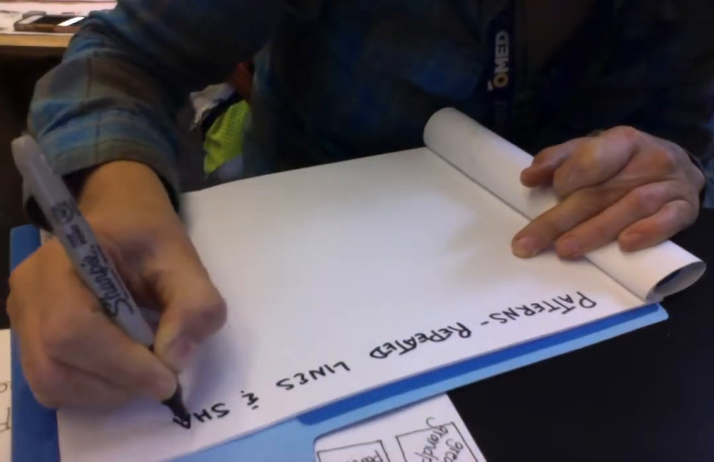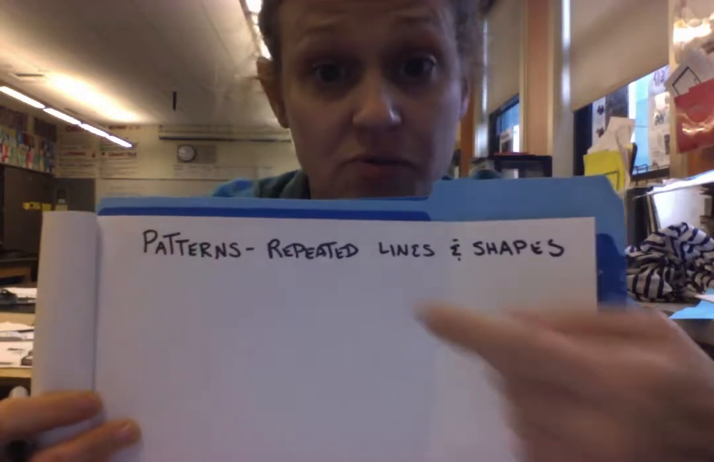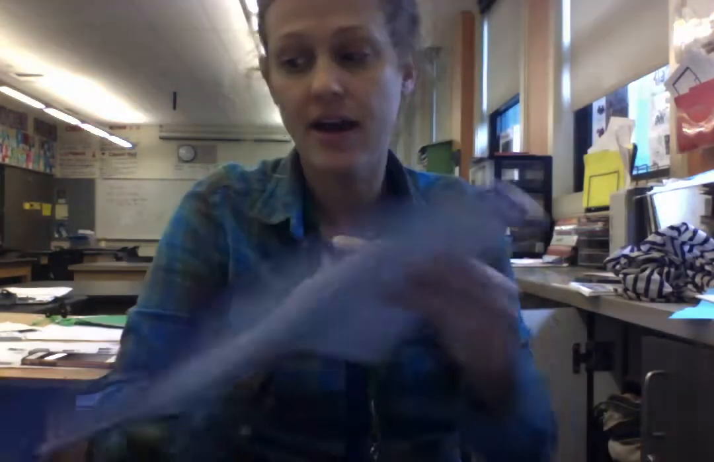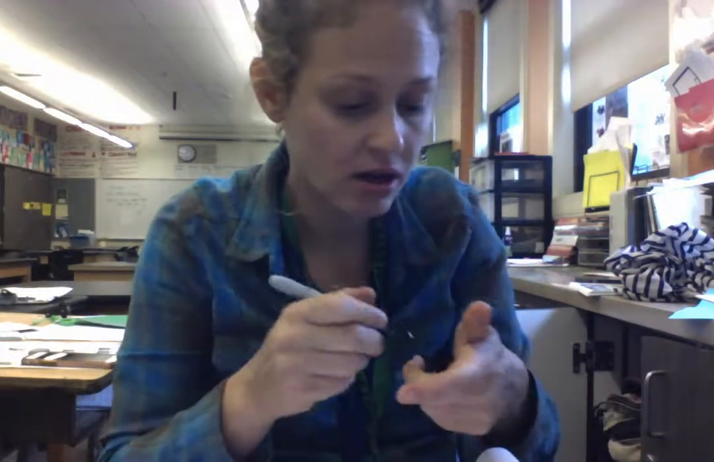okay? So what we're going to do is we're going to have some fun with the Sharpies to create patterns, repeated lines and shapes. And recently there's been a phenomenon that's come around that's called Zentangling that people really like, and so we're gonna refer to it a little bit as Zentangling.